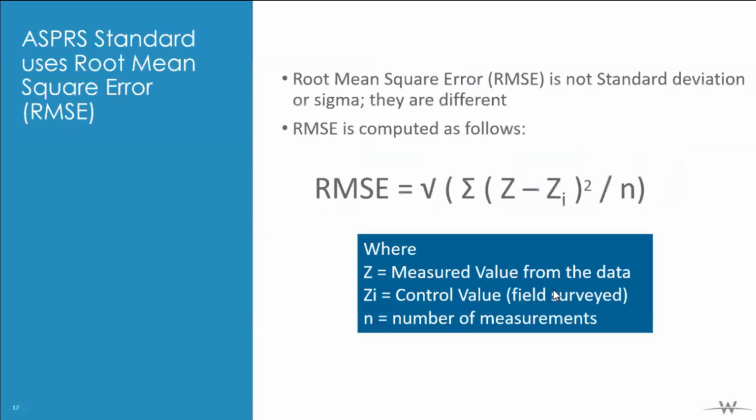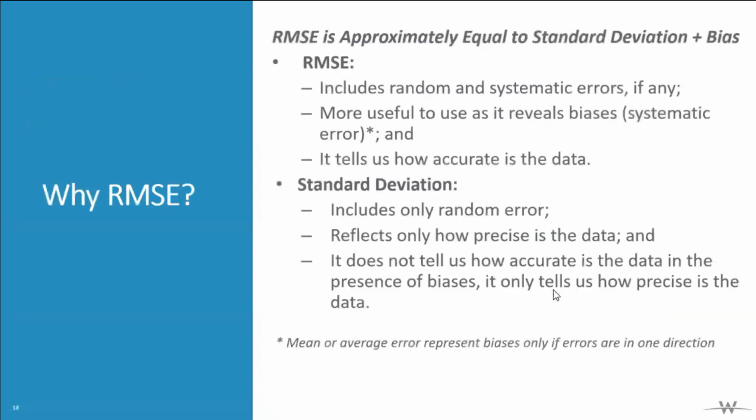So the ASPRS standard, historically, we use the root mean square error. We don't use the standard deviation or sigma. And that's how you calculate the root mean square error. You find all the error in the individual measurement, and then you square it, and you divide it over the number of these measurements, and you take the square root of that, and that's the RMSE.